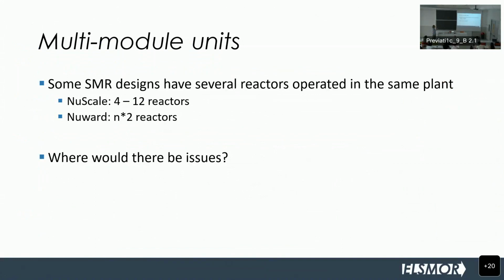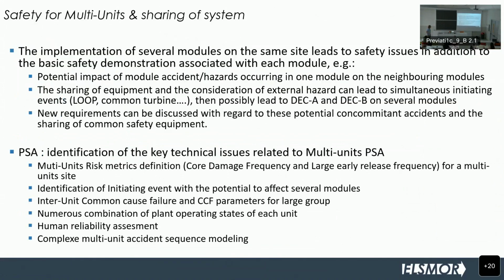So we also have multi-modular units. Some SMRs have several units in the same reactor building. So we are sharing equipment and sharing space. There is a big issue of what happens when one unit malfunctions or fails. With Fukushima, we already saw that an accident in one plant had an effect on actions taken at the nearby plants. Now we would have the reactors potentially in the same room. And these are the issues.